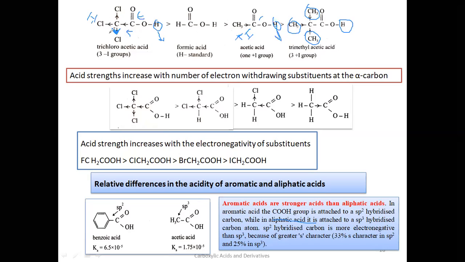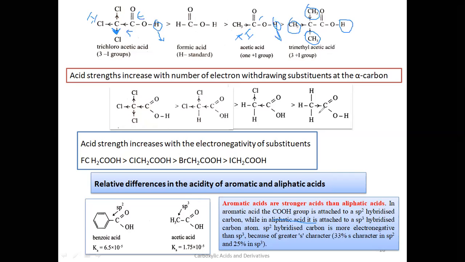And let us see this one. There are 3 electron withdrawing groups. Means the carboxylate ion formed by donating the proton is very much stabilized. Therefore, it will try to donate a proton very easily. So, trichloroacetic acid is more acidic compared to formic acid. This is more acidic compared to acetic acid. This is more acidic than trimethyl acetic acid.